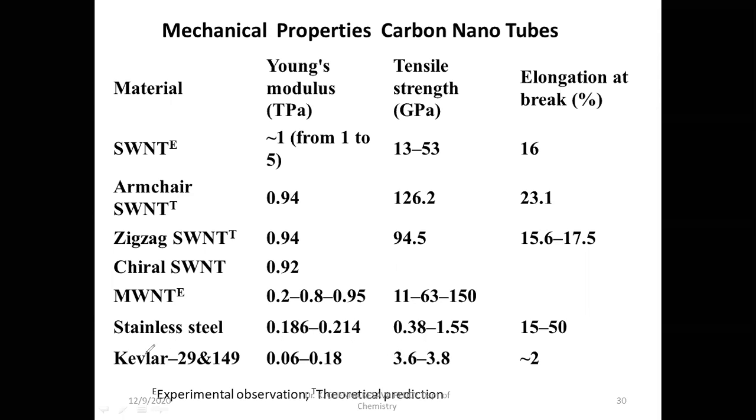Kevlar is an organic material, mostly used in bulletproof jackets. Even if you compare with a bulletproof jacket, just see the strength and Young's modulus of the carbon nanotube and its elongation. Carbon nanotubes also have the elongation property and elongation at break percentage. For stainless steel and carbon nanotubes it is quite comparable. But if you come to tensile strength and Young's modulus, the values of carbon nanotubes are very high.